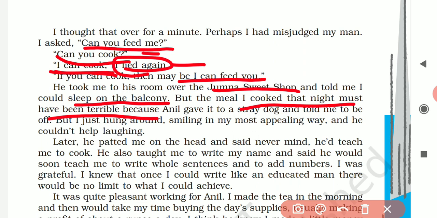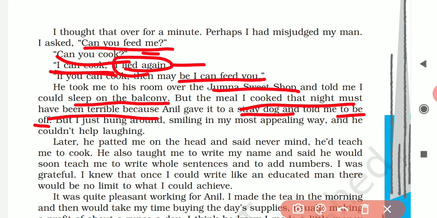I think he messed up everything, and he prepared a very tasteless food or something like that. Anil gave it to a stray dog. That night, Anil could not even taste it. It was so bad. It was food that Anil could not afford to eat, and he had to give it to a stray dog. बाहर में जो गली में जो घूमते हैं कुत्ते, he asked stray dog, and he offered it to the stray dog and told me to be off.